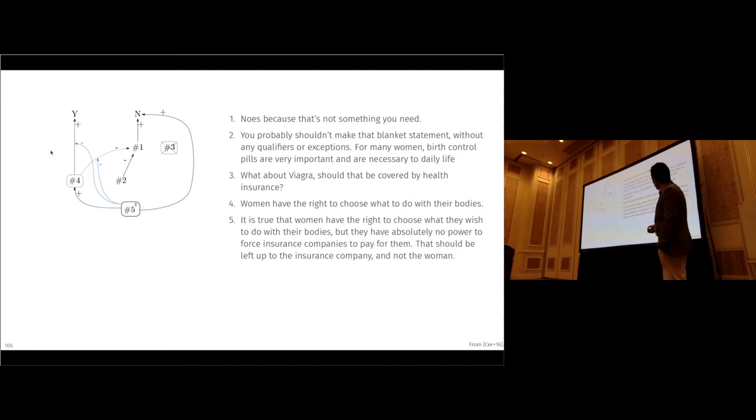Then we had a second person in the text saying, you probably shouldn't make that blanket statement without any qualifiers of exception. For many women, birth control pills are very important and are necessary to daily life. And this number two, in our opinion, was a direct attack against number one. So that's why this arrow with this minus.